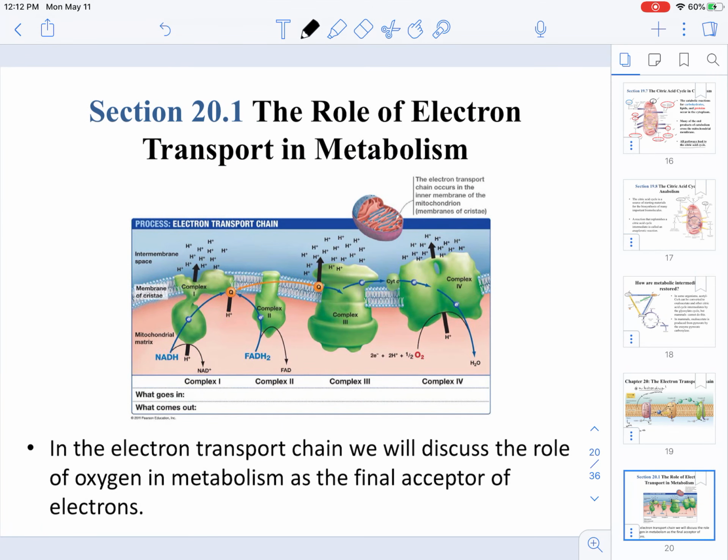So understand that overall, the role of the electron transport in metabolism is specifically how the molecule of oxygen is going to be accepting electrons in order to form water. Remember that we already discussed that in the process of respiration, we're going to take glucose and convert it into CO2, water, and energy.